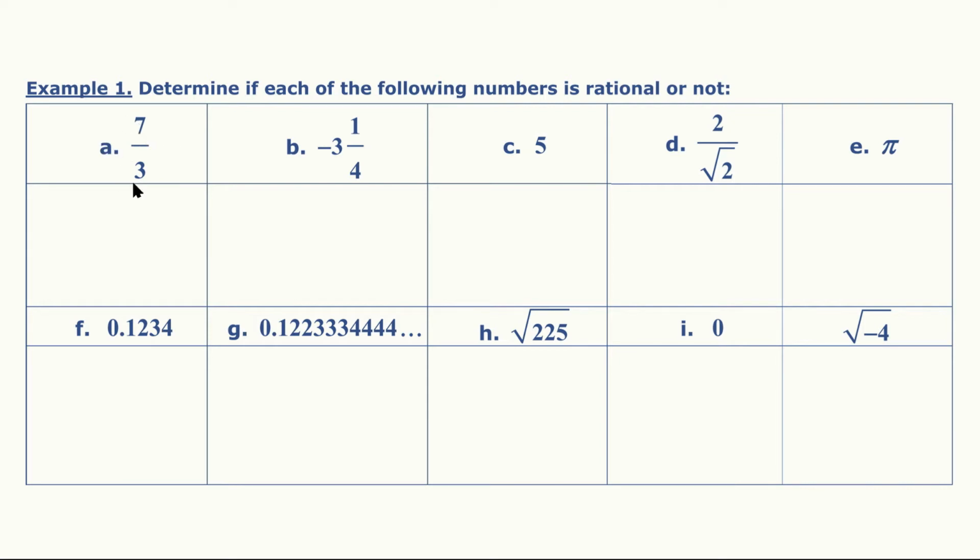7/3. Notice that the numerator is an integer, so is the denominator, and the denominator is not 0. So yes, this one is a rational number. Determine if each of the following numbers is rational or not. So this one, we're going to say yes.